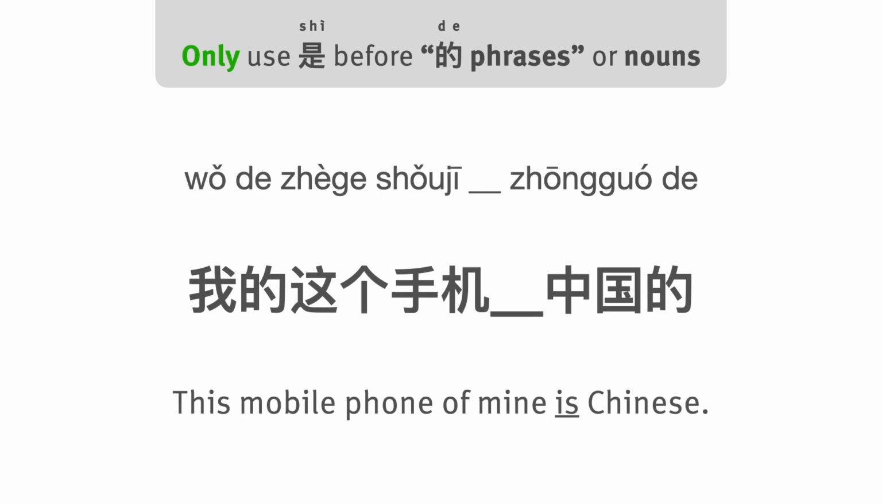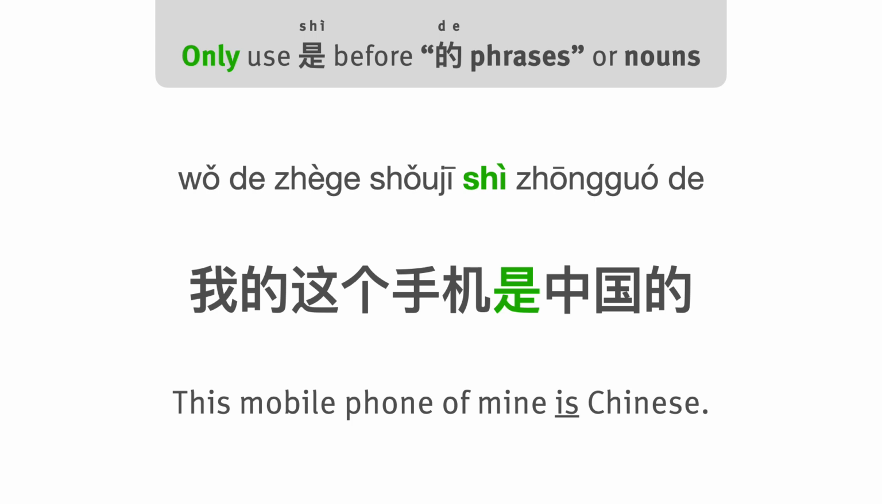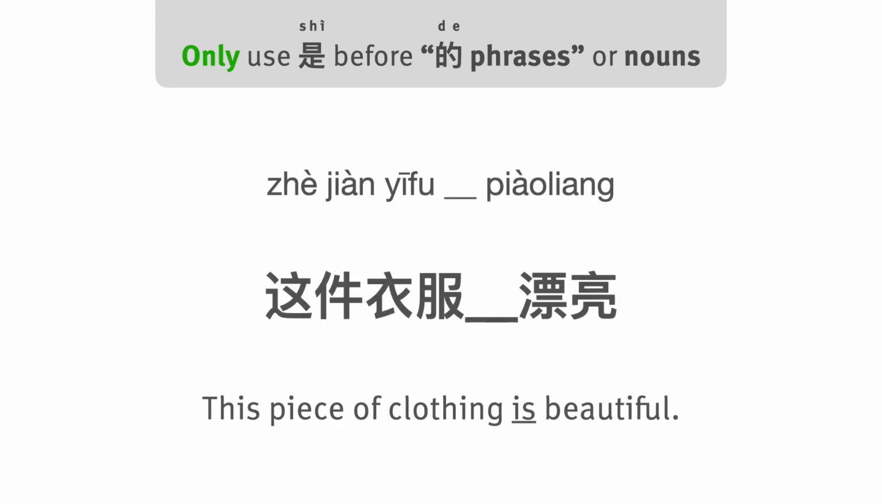Now let's try another one. 我的这个手机 blank 中国的. Now, should I translate is as 是 in this case? Well, what's after the blank? 中国的, is that a 的 phrase? Well, yes it is. Therefore, we should add a 是 here. 我的这个手机是中国的. The last question. 这件衣服 blank 漂亮. Should I add a 是 here?